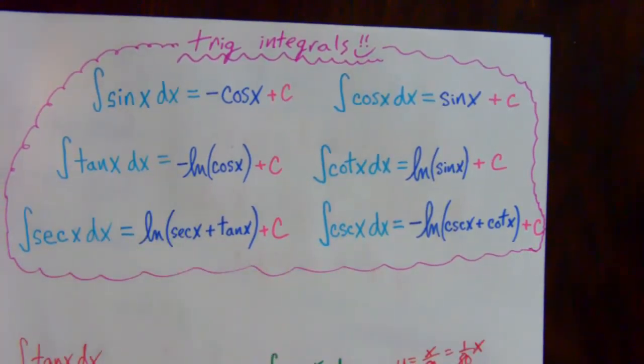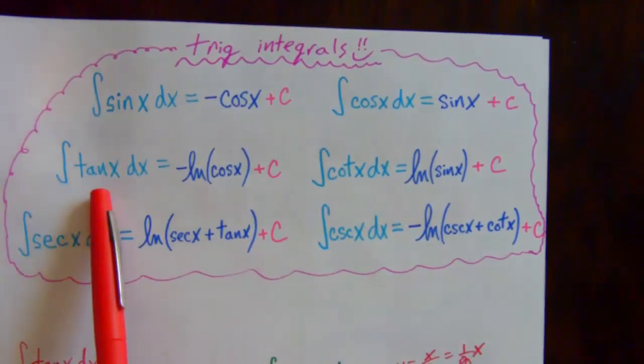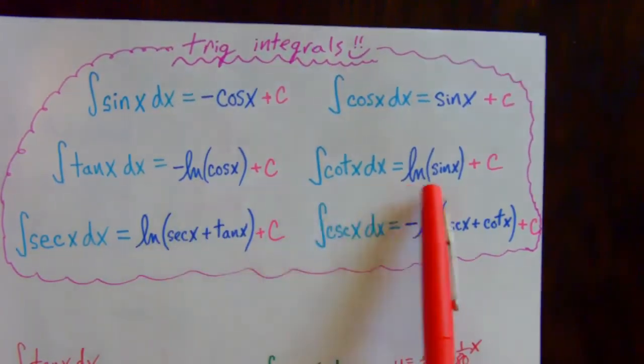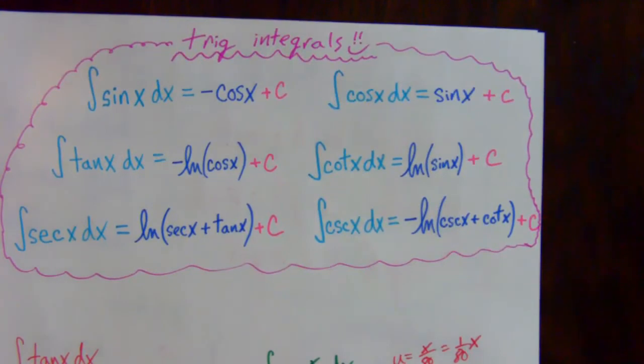The 4 remaining trig functions are in here, okay? So we have to have these straight memorized. If I want to integrate tangent, you gotta have known that's negative ln of cosine. The integral of cotangent is ln of sine. So we want to have these flat out memorized, okay?